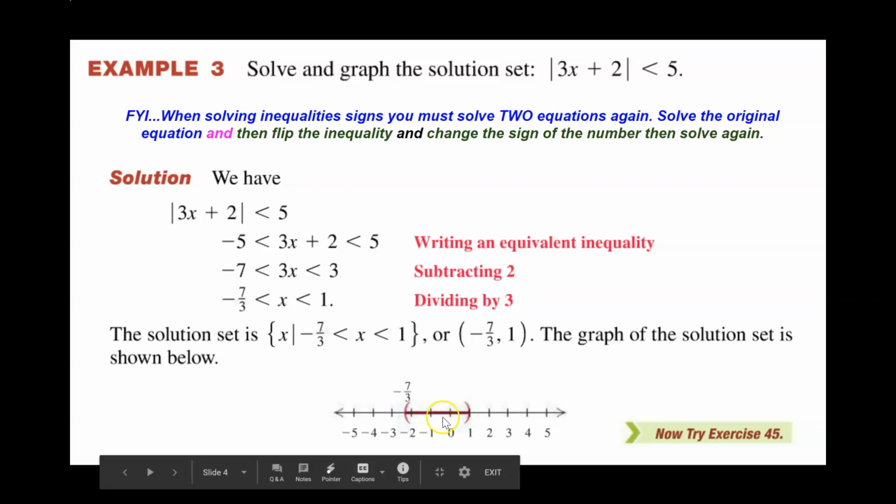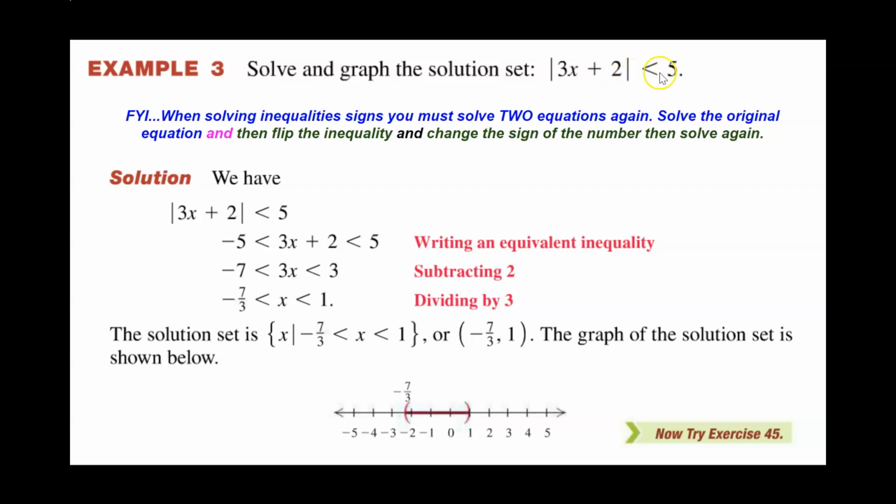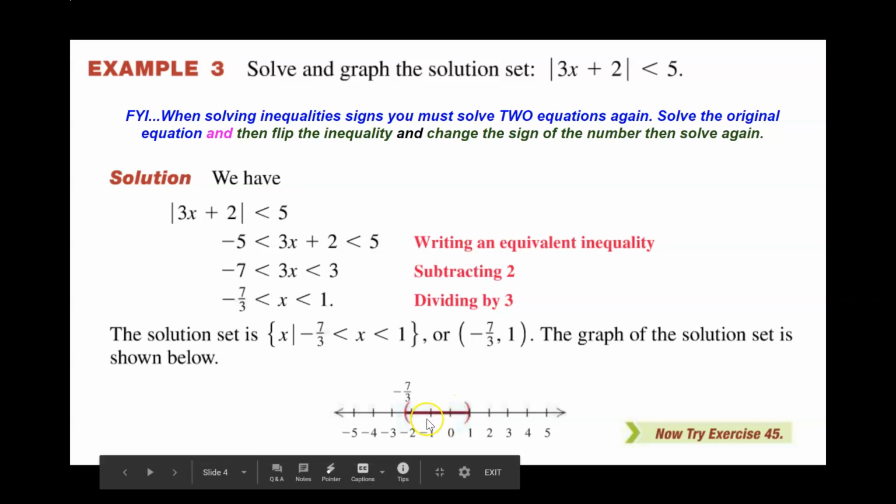So basically what is this saying? If you choose a number in between negative 7 over 3 and 1, so you can choose a negative 1, we can choose a 0, we can choose a 1/2, doesn't matter. If you choose anything in between these two answers that we have here, plug it in for x, I guarantee it's going to be less than 5. That's what I'm saying here. So that's where the number line set up.